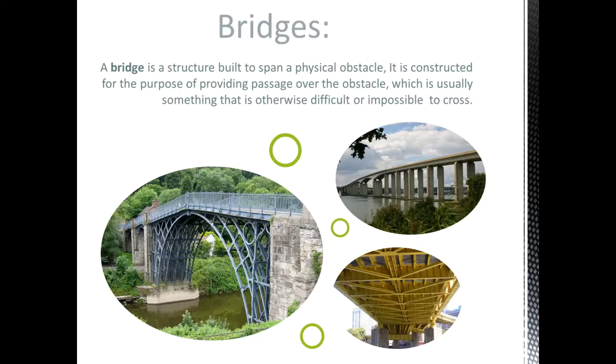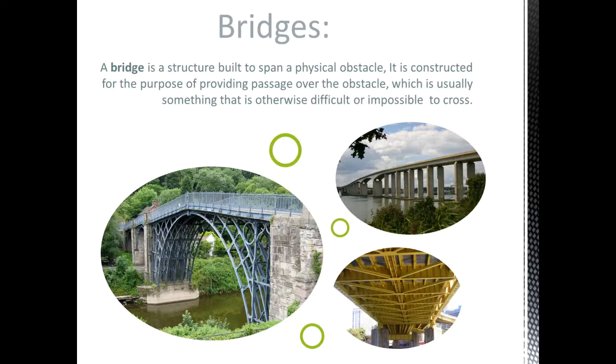The next topic of ours is bridges, a transportation structure. A bridge is a structure built to span a physical obstacle, such as a body of water, valley, road, or rail, anything, to move from one point to the other without blocking the path. Of course, you want a bridge to go across the obstacle, over it, not remove the obstacle. We don't usually do that. It is constructed for the purpose of providing passage over the obstacle, which is usually something that is otherwise difficult or impossible to cross.